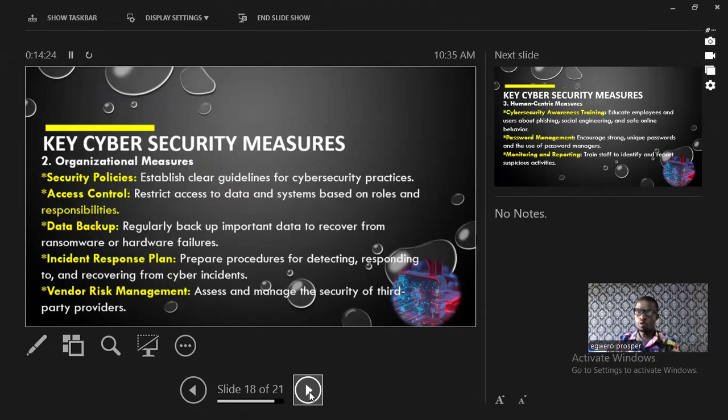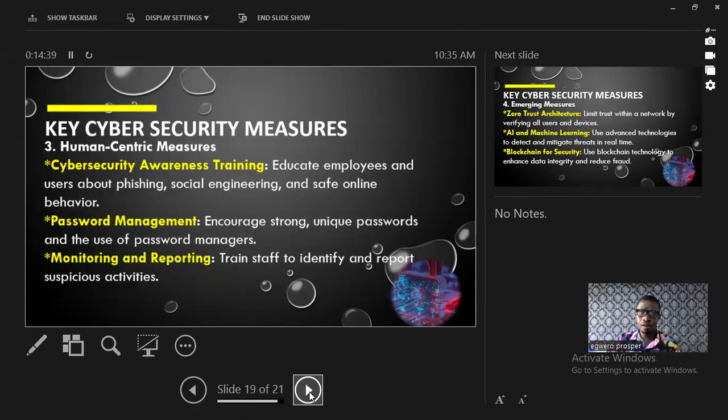For example, why will you advise someone to buy a flash drive to save his or her file outside the system? It's a way of securing that if anything happened to the one in the system, he can always fall back to the one in his or her external drive. So it's part of security measure. Then we'll talk about human-centric measure.